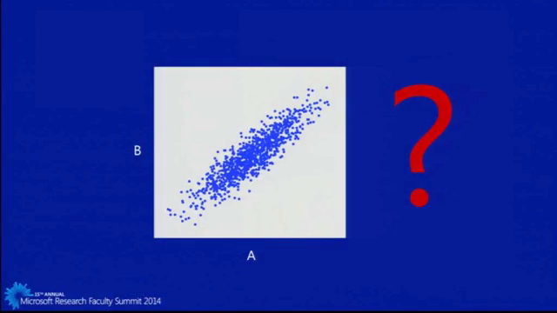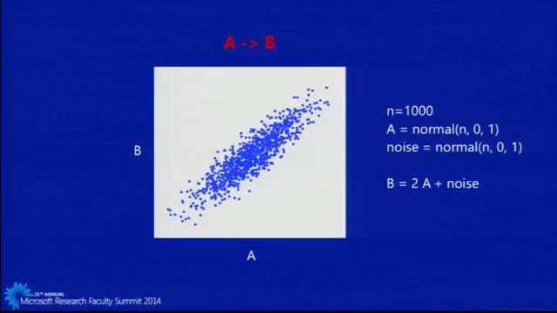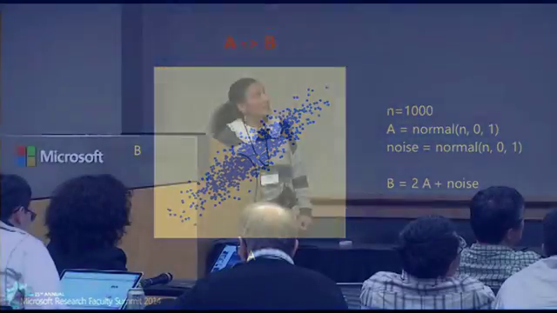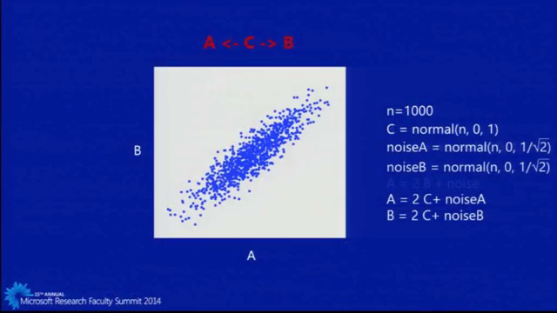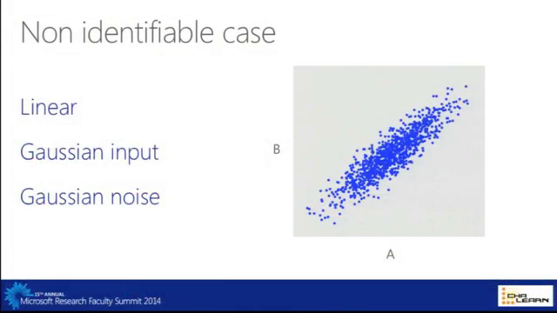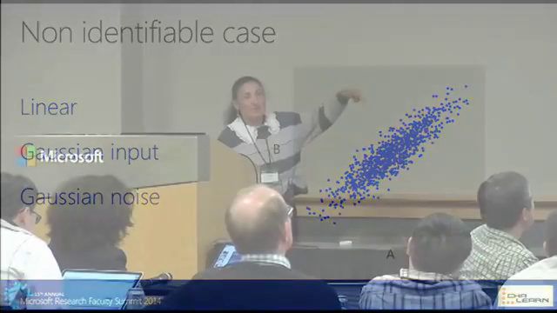Now, unfortunately, these methods don't work always, because you have cases that are completely symmetric, like the linear case plus Gaussian noise, where you could generate the exact same scatter plot with A as a function of B, B as a function of A, or A and B generated by a third variable. So this is a so-called non-identifiable case. The good news, though, is that if you break one of these conditions, so if you go to nonlinear model, non-Gaussian input, or non-Gaussian noise, then you break the symmetry.